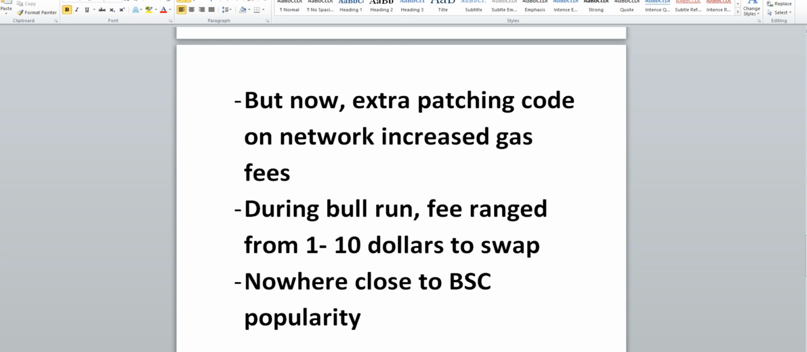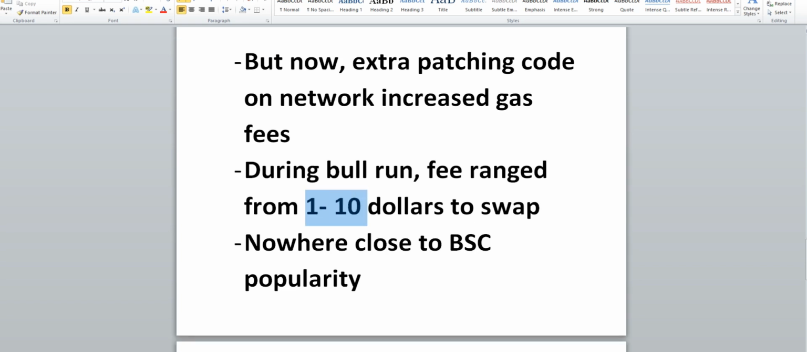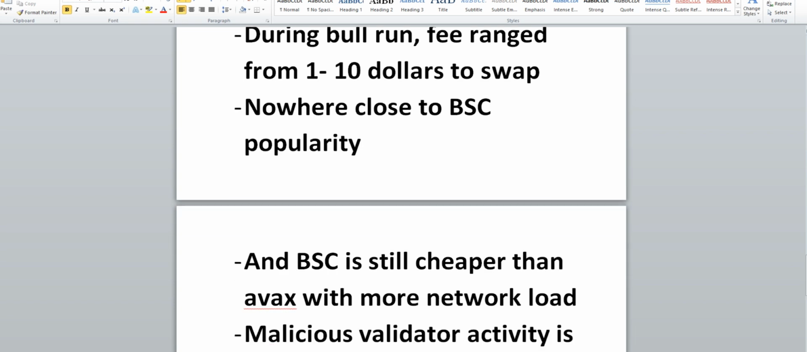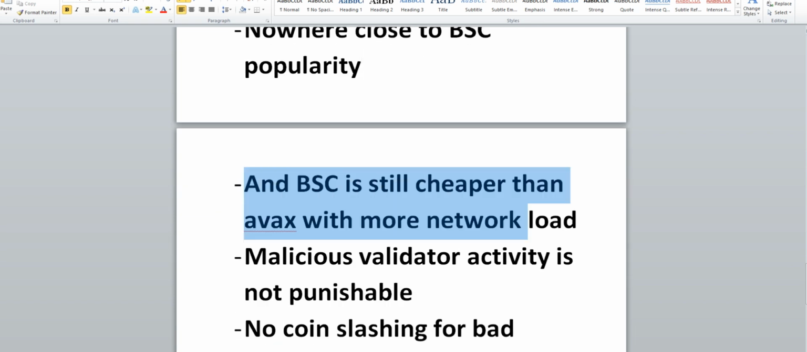And like I mentioned, during the bull run, fees ranged quite high, and this goes against creating another layer 1 solution that is faster, better, cheaper than Ethereum. Even when Ethereum is quiet, with no bull run, it costs between $10 to $20 to swap, send, and all that stuff. But AVAX, being expensive as it is, on and off a bull run, it's pretty crazy. But let's continue. Like I just mentioned, BSC is still cheaper than AVAX with more network load.